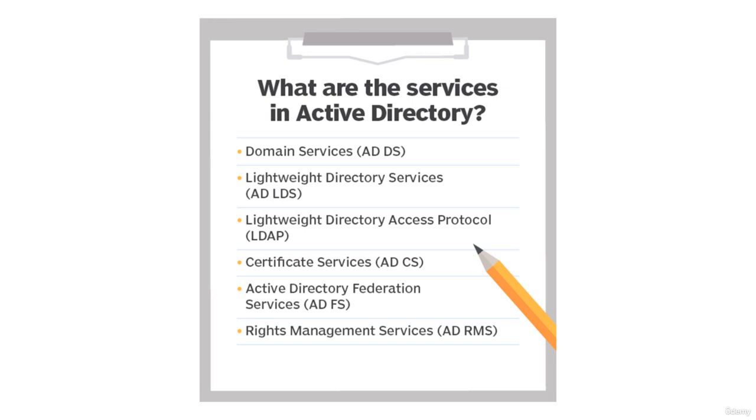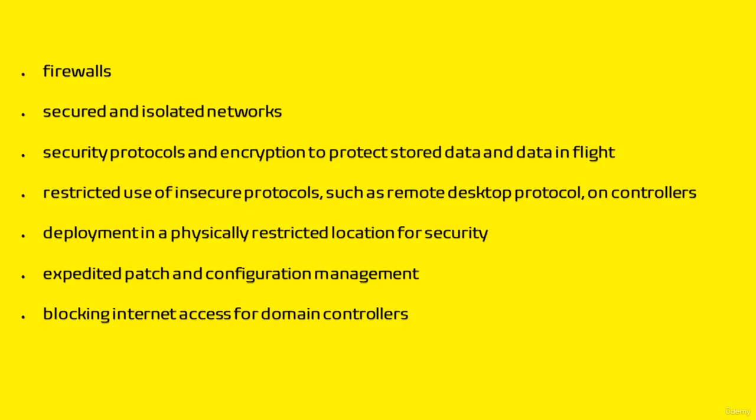So domain controllers control all domain access, blocking unauthorized access to domain networks while allowing users access to all authorized directory services. The domain controller mediates all access to the network, so it's really important to protect it with additional security mechanisms, like a few of these: firewalls, secured and isolated networks, security protocols, and encryption to protect stored data and data in flight. Restricted use of insecure protocols, such as remote desktop protocol on controllers.